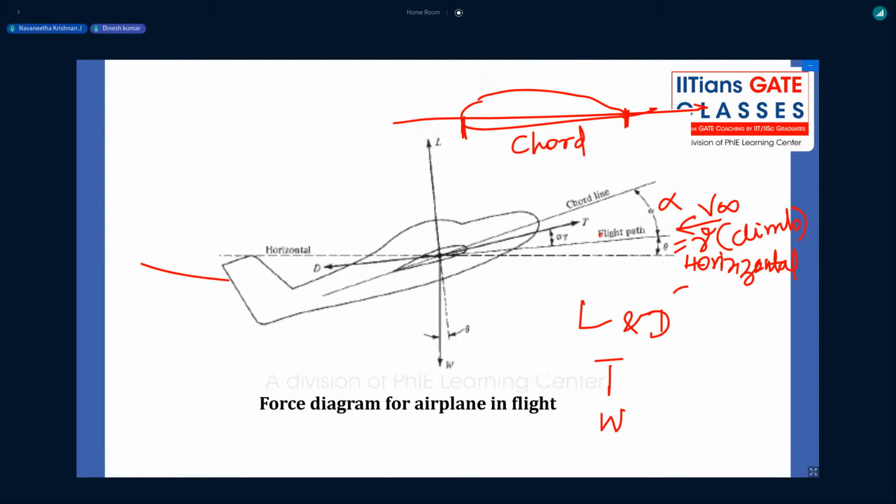If you see here, weight is perpendicularly downward. If we draw a line perpendicular to the flight path, it is parallel to the lift axis. Weight is acting perpendicularly downward. So the angle between the flight path and the horizontal axis is theta, that is gamma. In most textbooks they refer to it as gamma; in Anderson, they refer to it as theta.